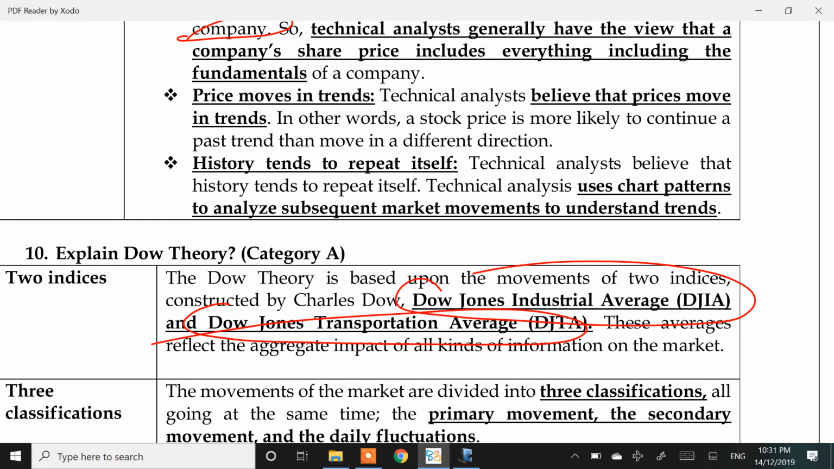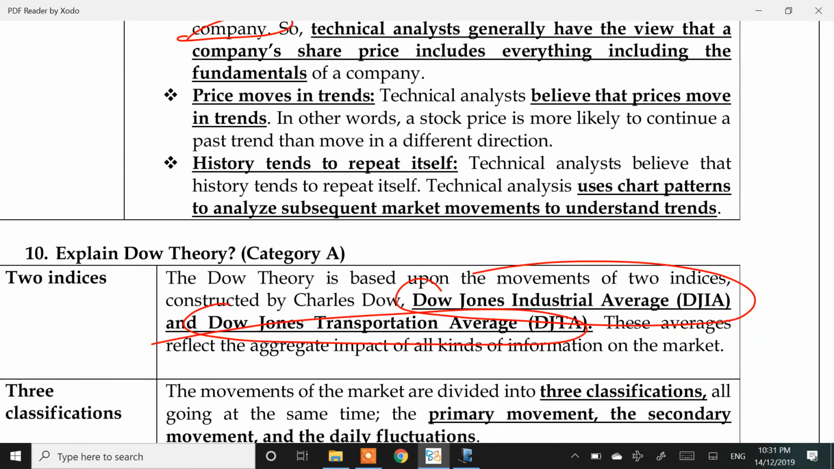Or if the Dow Jones Transportation Average is moving up, the Dow Jones Industrial Average should also start moving up. If both start moving up, it will indicate a bullish market. The Dow Jones Industrial Average tries to indicate the aggregate performance of various companies, and the transportation average is basically the freight industry. So that normally has to move up.